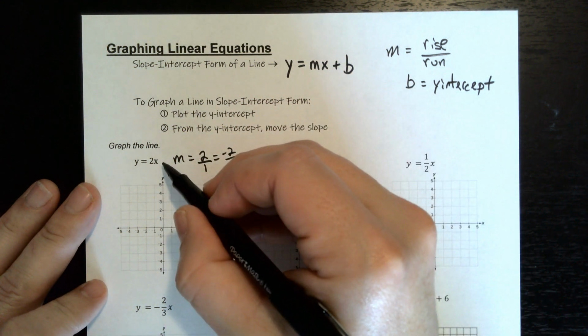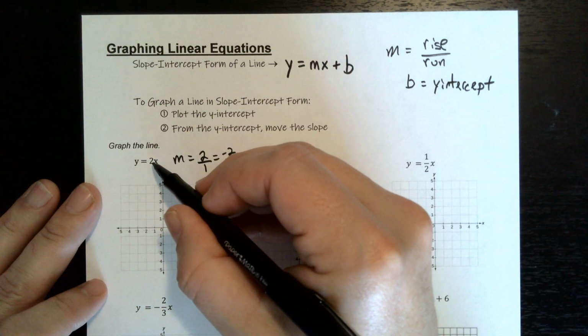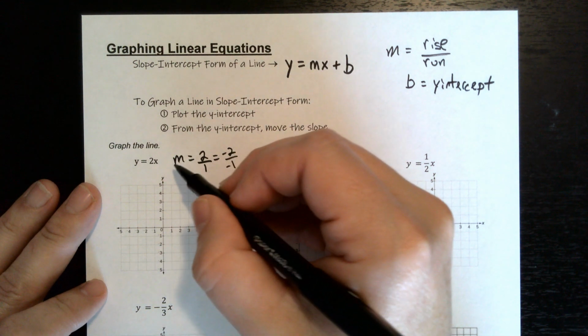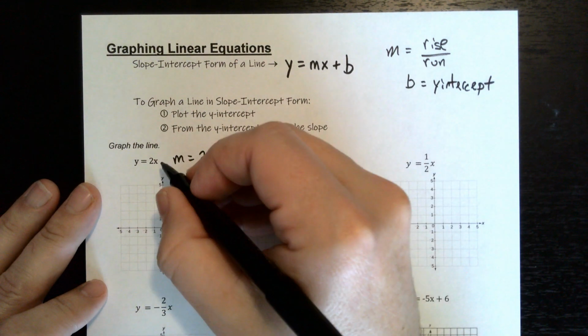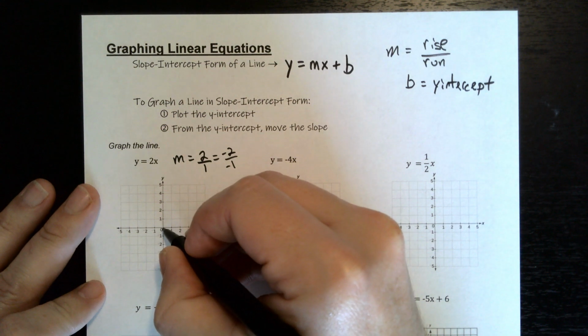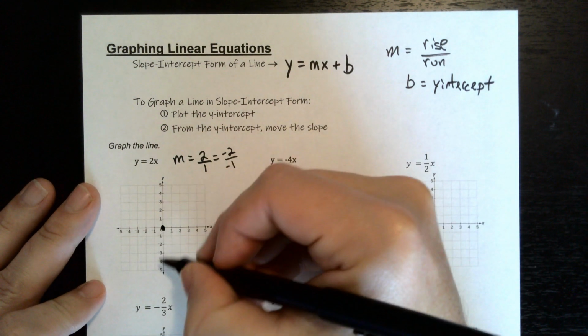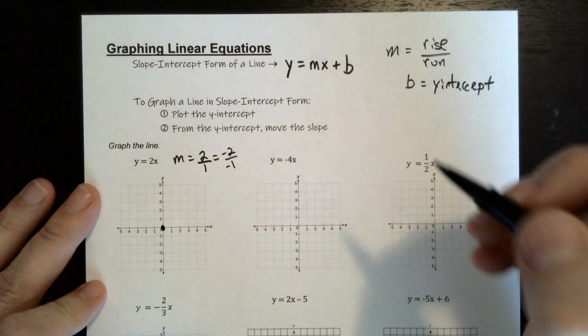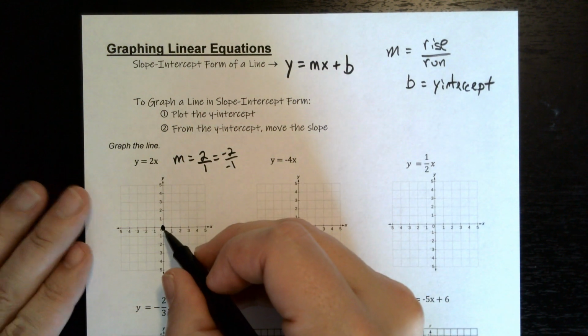Okay, now for b, there's no number out here. It's just 2x, and there's no plus or minus any number out here. So that means it's plus 0, which means that where we're crossing the y-axis is going to be 0. So here's the y-axis, and I'm putting it at 0 right there. So this is where we're going to start. This is our first point on our graph.